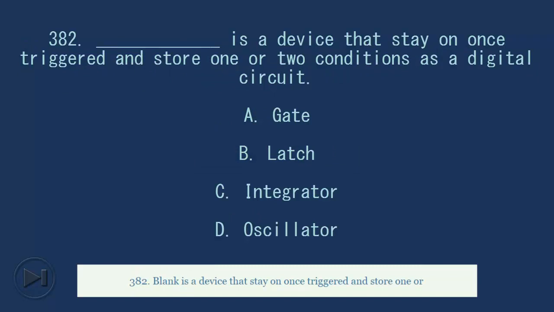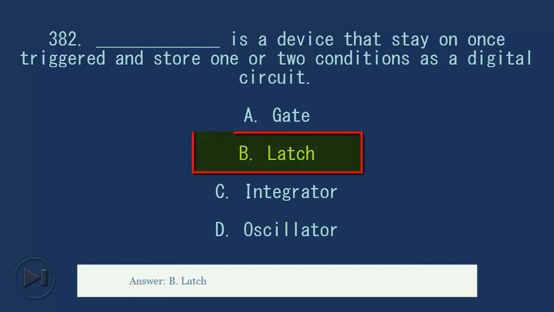382. Blank is a device that stays on once triggered and stores one or two conditions as a digital circuit. A. Gate. B. Latch. C. Integrator. D. Oscillator. Answer: B. Latch.